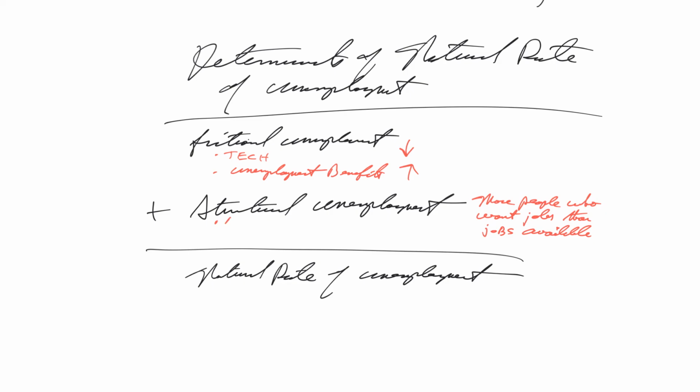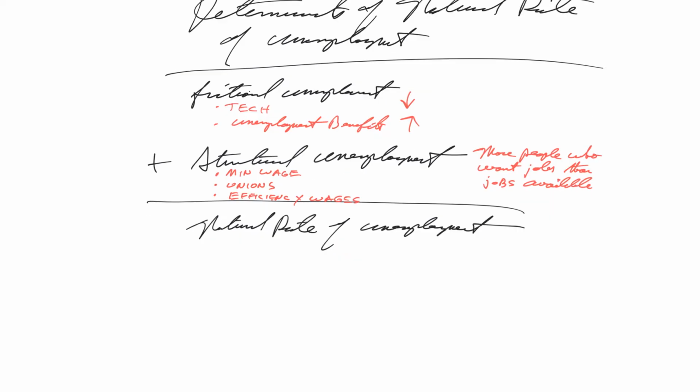One, the minimum wage can create structural unemployment. Unions can create structural unemployment. And then there are what we call efficiency wages. Okay, well, let's knock these out one at a time. Let's scroll down here. And we talked about the minimum wage already.